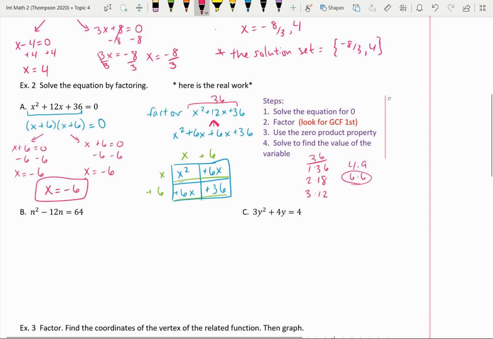This is one of the huge essential learnings of this course. So the reason why factoring is important is so we can solve quadratic equations by factoring.